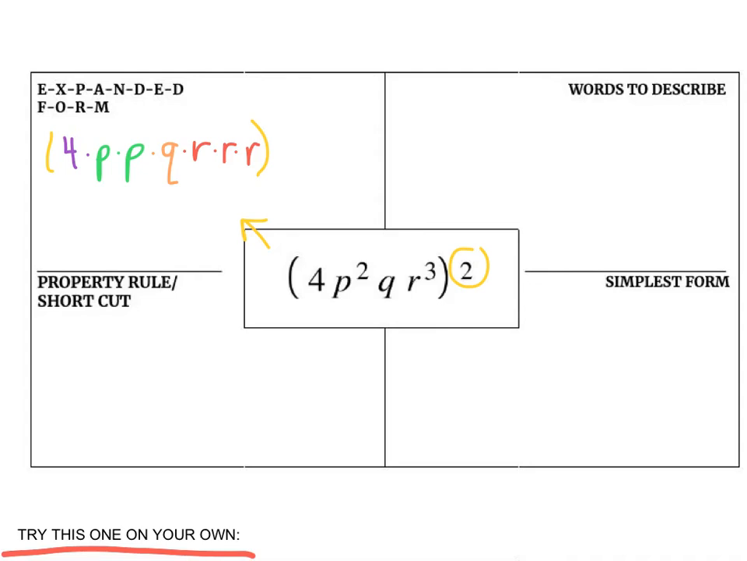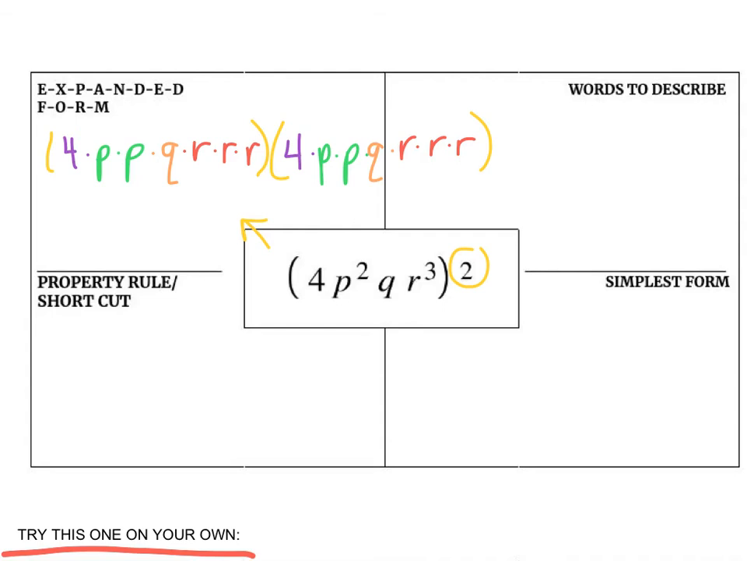So I'm going to do the same thing again. 4 times p times q times r times r times r. Okay, so maybe you're writing a little smaller than me. I didn't mean to go over the box. Okay, so now let's put it all together.